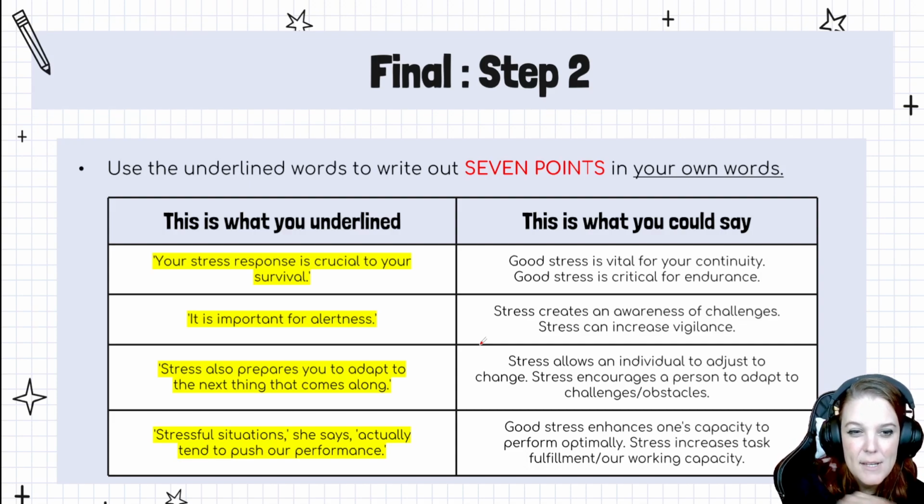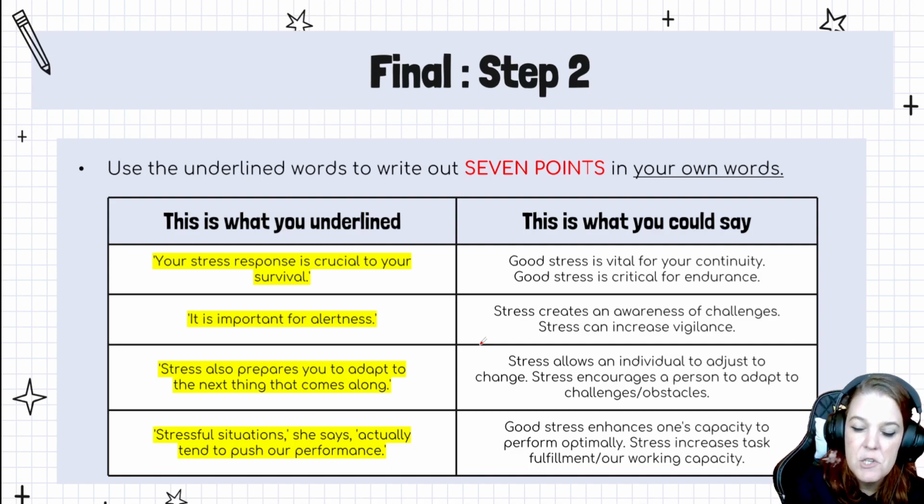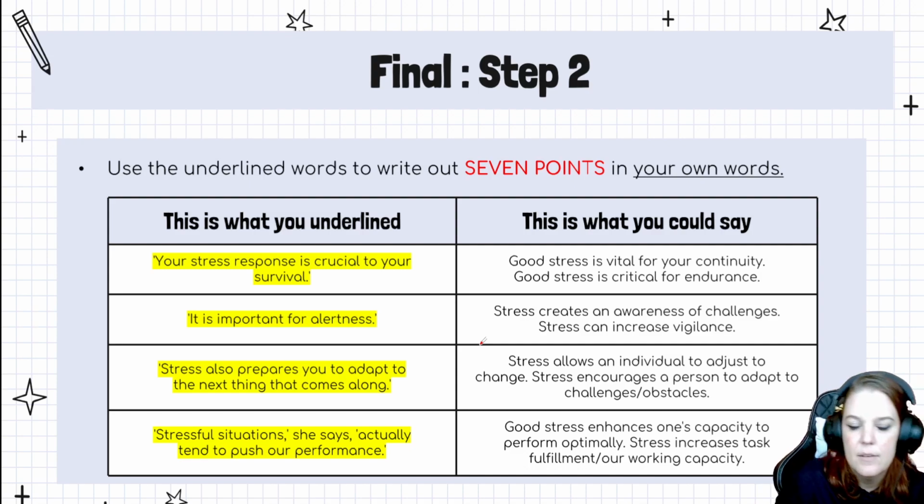Let's have a look at the second one here. It says, it is important for alertness. Stress is important for alertness. So what is important for alertness? Stress creates an awareness of challenges. Stress can increase vigilance. So awareness here of challenges, that would be the portion talking about being alert and being awake. Stress can increase vigilance. Vigilance is kind of a synonym for being alert and vigilant and awake and lively and on the ball.